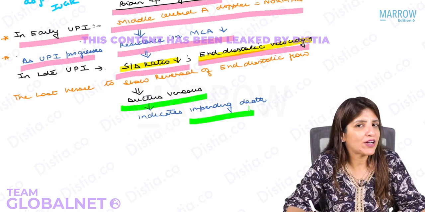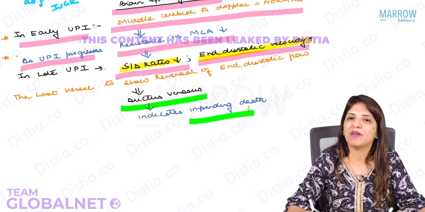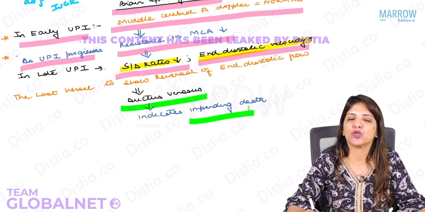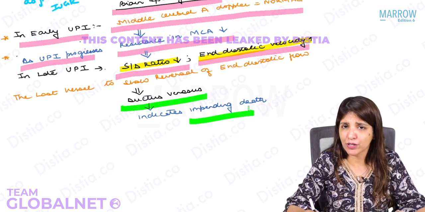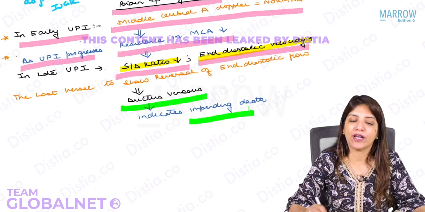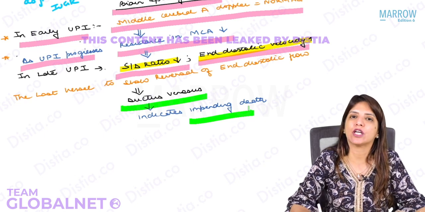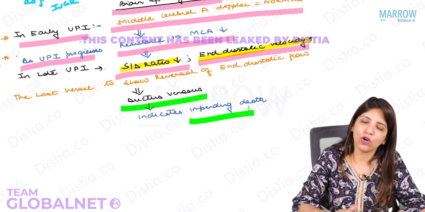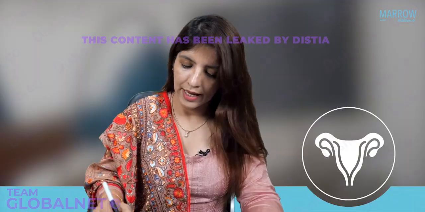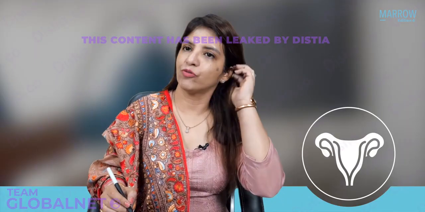So till now, what have I told you? I have told you that once you've made a diagnosis of IUGR, you should try to see whether you are dealing with a case of symmetrical IUGR or asymmetrical IUGR, and you should also try to find the cause. To find the cause, I told you the investigations which you have to do in early onset IUGR and in late onset IUGR. Now, let's talk about the management of IUGR.